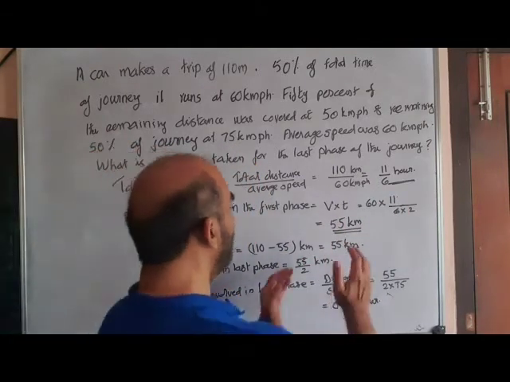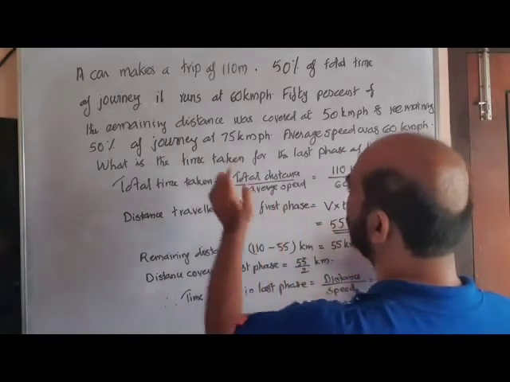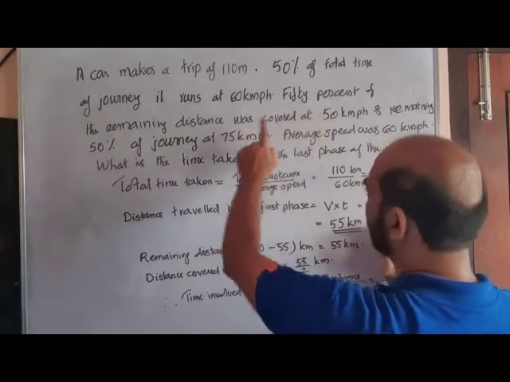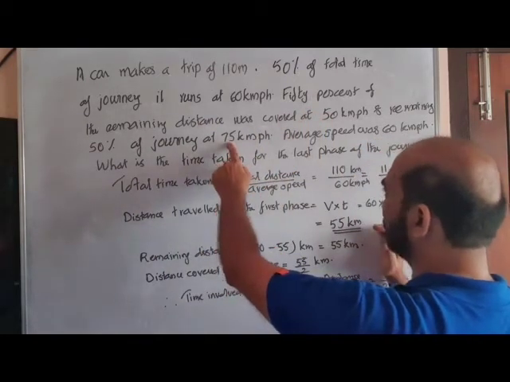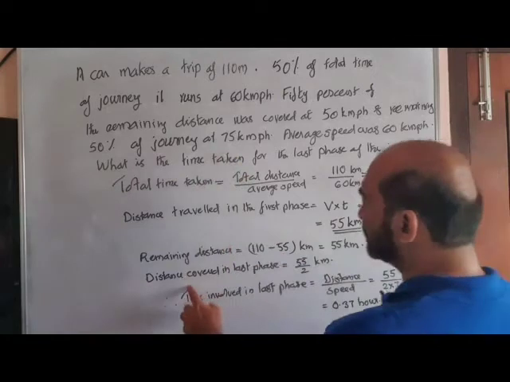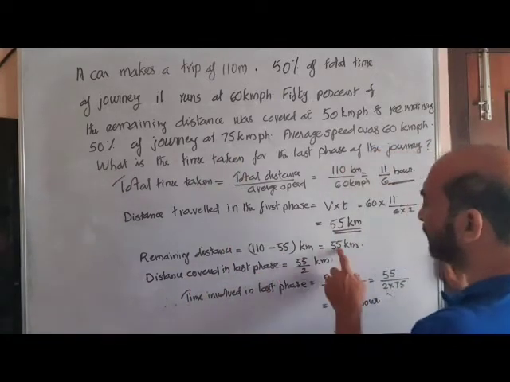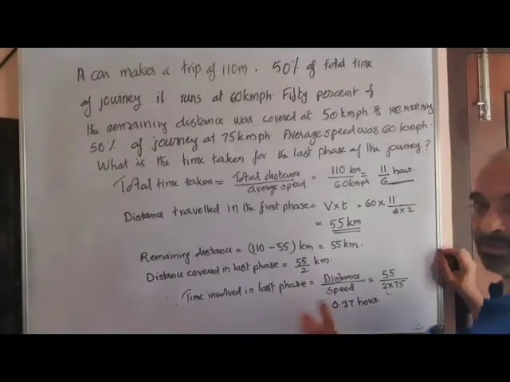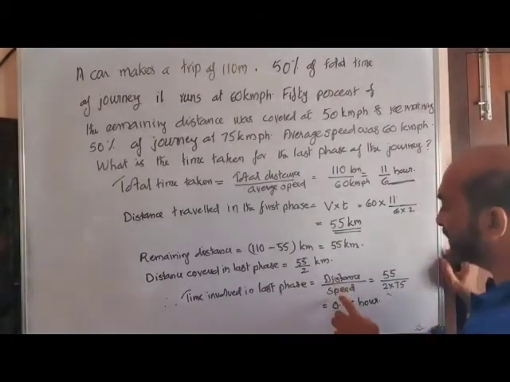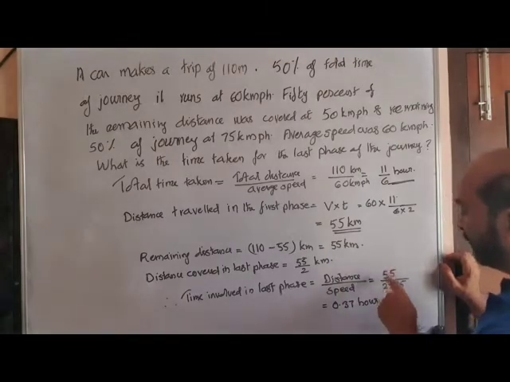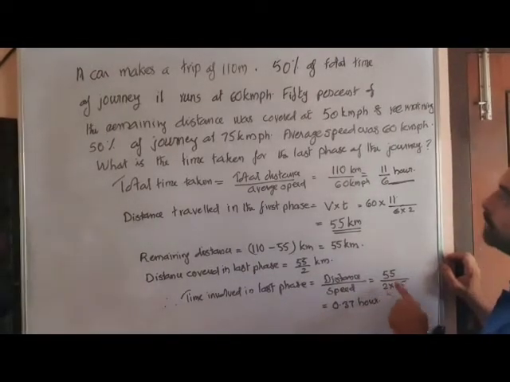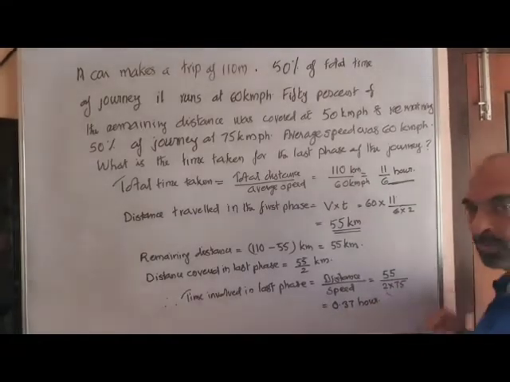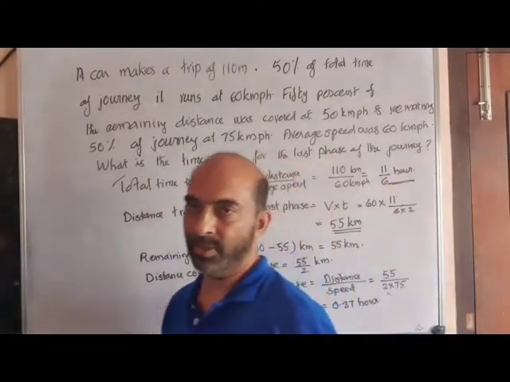Now the remaining distance has been divided into two. First half is covered at a speed of 50 kilometer per hour and the second half is covered at a speed of 75 kilometer per hour. So distance covered in the last phase will be 55 by 2. So time involved in the last phase, easy: distance by speed. Distance is 55 by 2. Speed is 75 kilometer per hour. You get a value 0.37 hour.